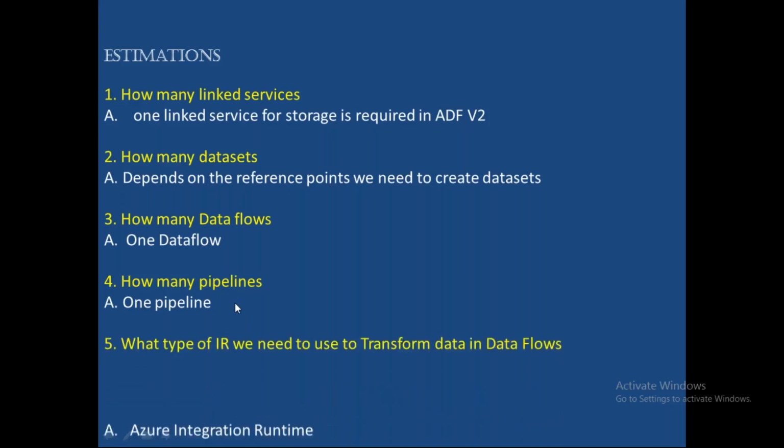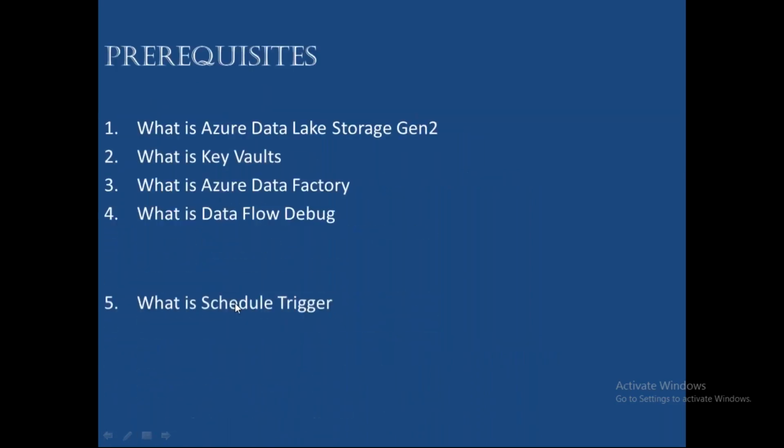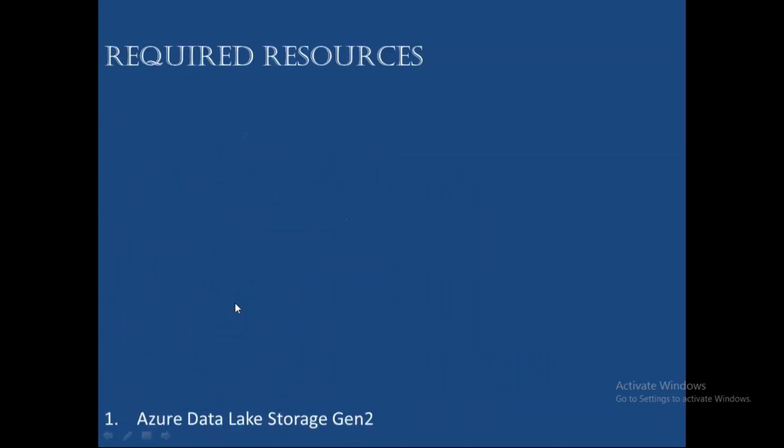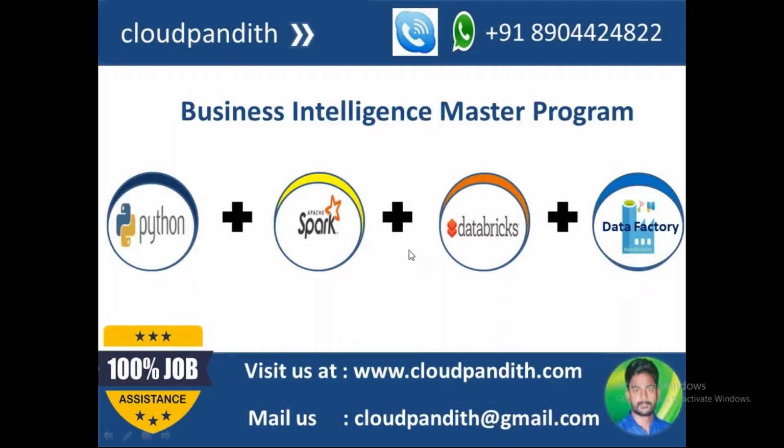What type of IR do we need to use? Azure IR. Other IRs will not support this. Next, the prerequisites: data lake storage, key vault, all these things we are aware of. Next, let's talk about the required resources: Data Lake Storage Gen2, Key Vault, and Data Factory V2. These are the required resources. So I'll go and create these three resources. Okay, clear?